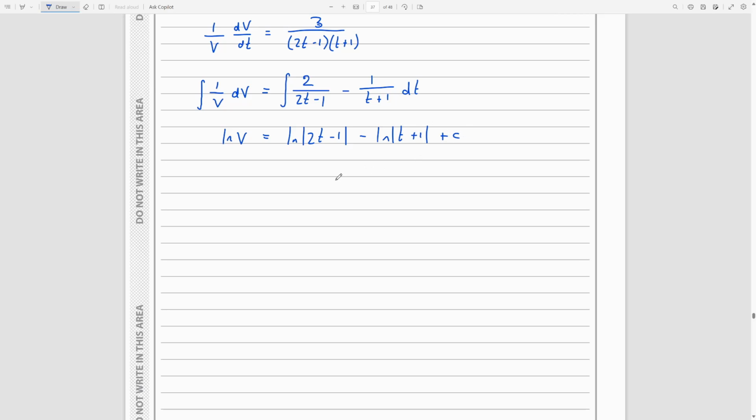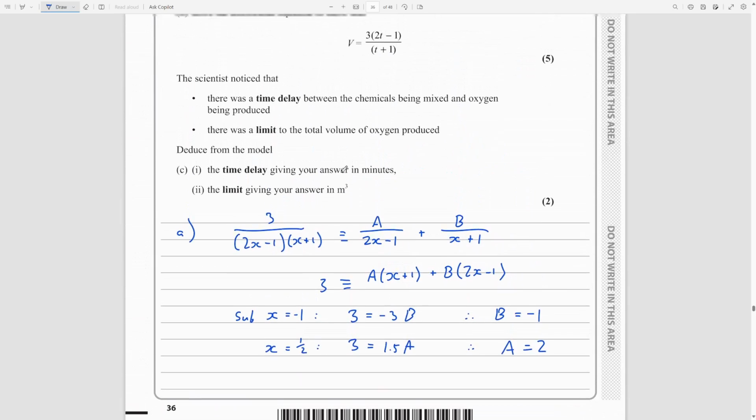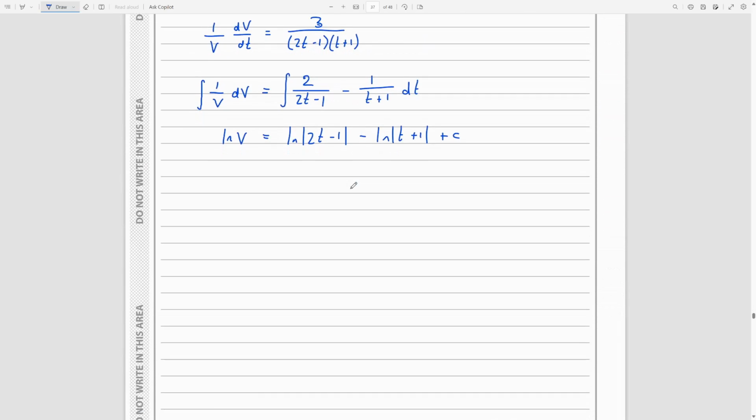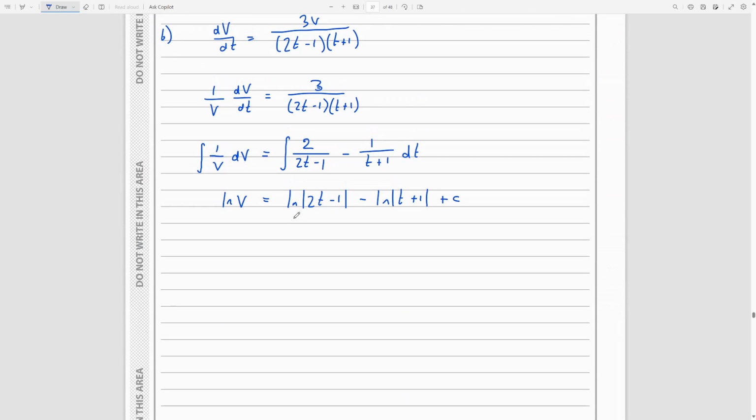All right, we need to show that this is true. So it looks like expressing this in the form V equals would be useful. First thing I'm going to do, though, is just combine these two logs. So using log laws, I know that's the same as ln of (2t minus 1) over (t plus 1), and I've got a plus c here.